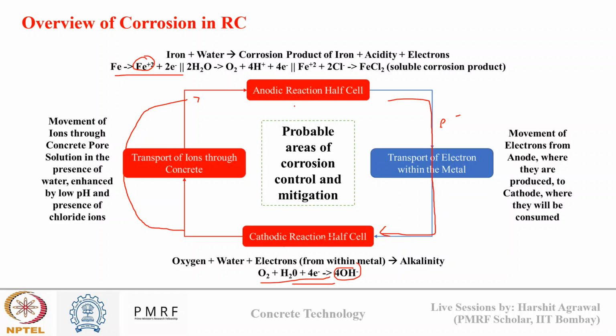So there are four processes involved: anodic reaction half cell, transfer of electron within the metal, cathodic reaction of a half cell, and transport of ion through concrete.